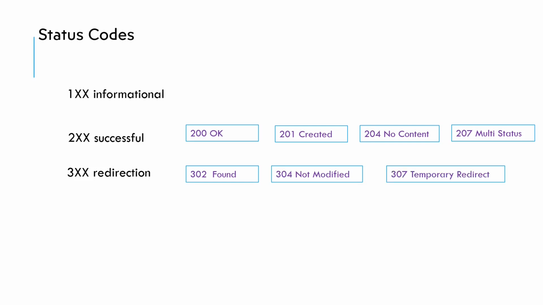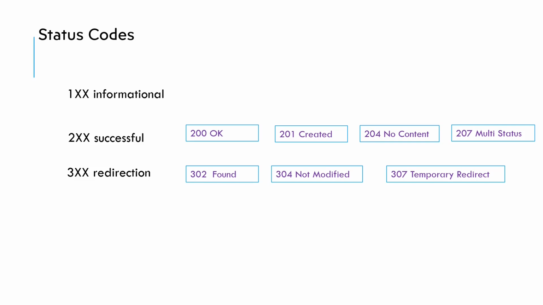So we have 302 and 307. These are basically used for redirection. Suppose you are trying to hit a URI, but the URI is saying, no, no, no, please do not call me, but call that particular URI. So these are used for redirection.